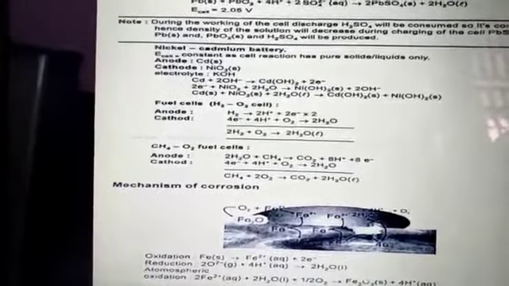The disadvantages of the fuel cell: the catalysts used, platinum, cadmium, silver, are costly. There is a problem in handling the gaseous fuel at high pressure, and the electrolytes used, NaOH and KOH, are corrosive in nature.